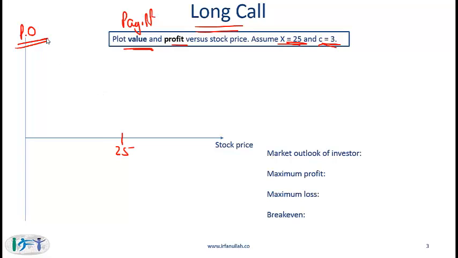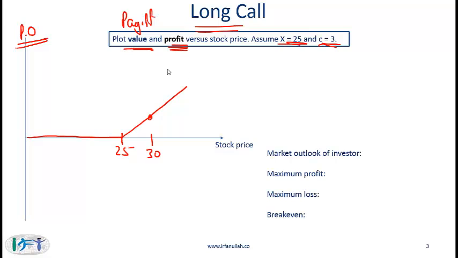As we saw in the previous reading, for a long call, the payoff is 0 up to 25. But then after 25, the payoff increases with stock price. So this is a 45-degree line or a line with a slope of 1, which means that if the stock price goes up to 30, then the payoff is 5.